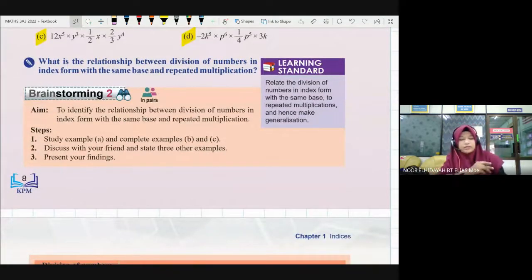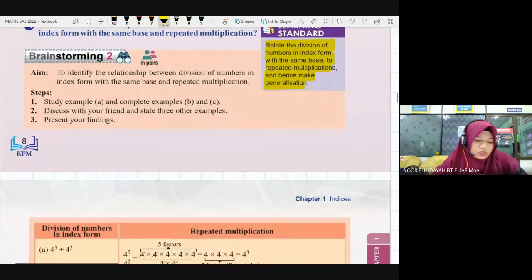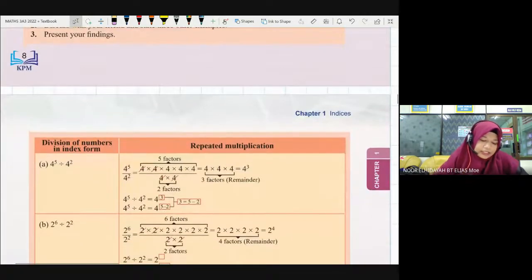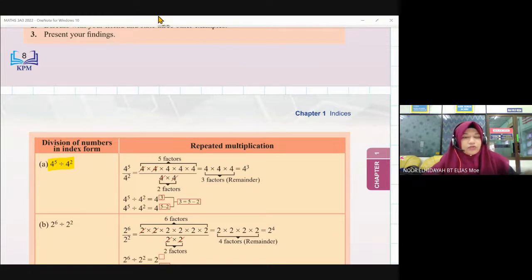Okay, sebab cikgu tengok ada masa lagi, kita akan tengok the next learning standard. This is about division. Tadi kita tengok multiplication, yang operation multiplication. Now, relate the division of number in index form with the same base to the repeated multiplication and hence make generalization. So, we refer to brainstorming 2. Alright, example di sini 4 to the power of 5 divide by 4 to the power of 2.